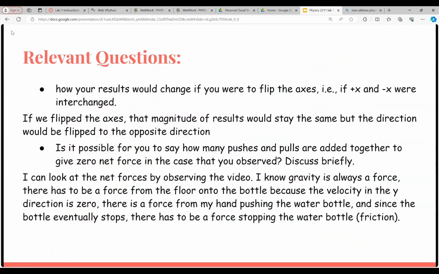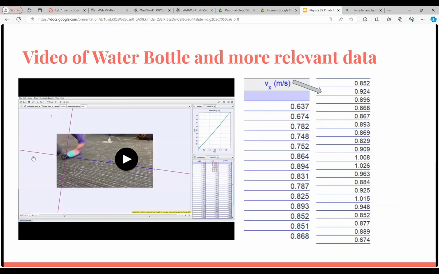So here are some of our relevant questions. If I were to change the positive and negative x direction, the only thing that would change is the sign. If I were to make my x-axis negative on the right side instead of the left side, I'd still have the same speed, but we'd put a negative in front because it is rolling in the negative x direction, or the opposite r hat direction.